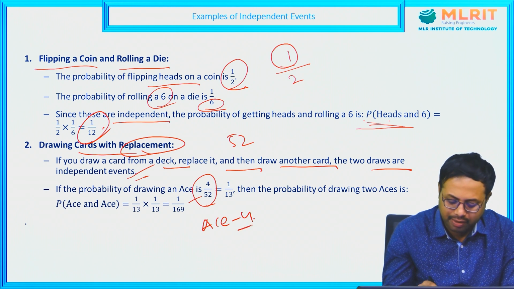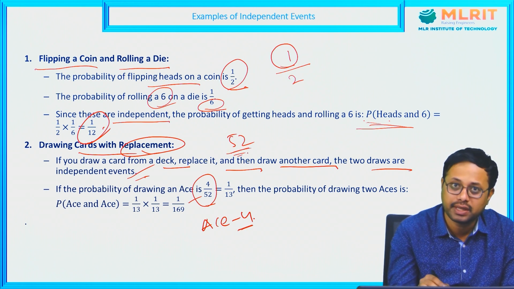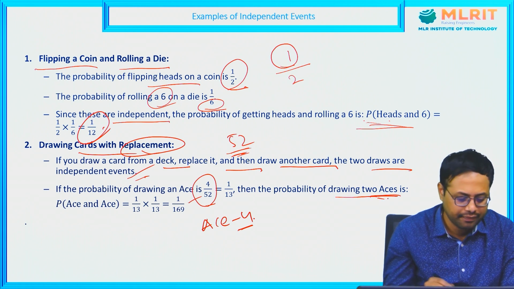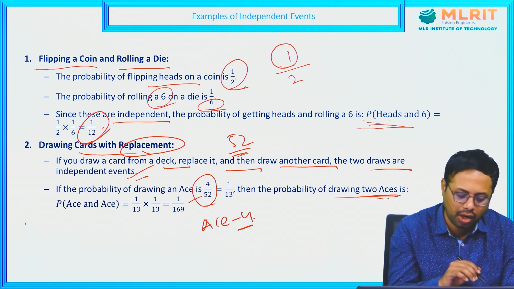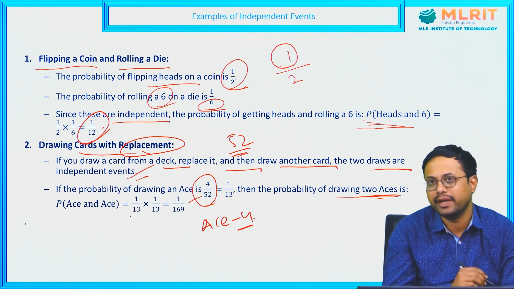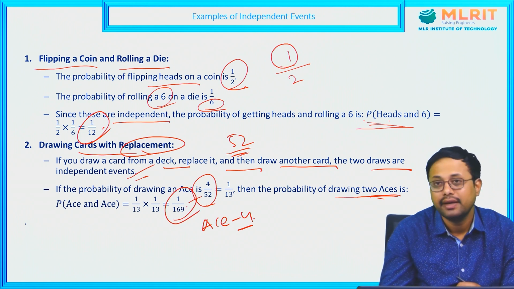The number of favorable outcomes is 4 and the total number of possible outcomes is 52. Then the probability of drawing two ace cards: the first ace card is not depending upon the second ace card. That is why you get 1 by 13 into 1 by 13, that is 1 by 169.